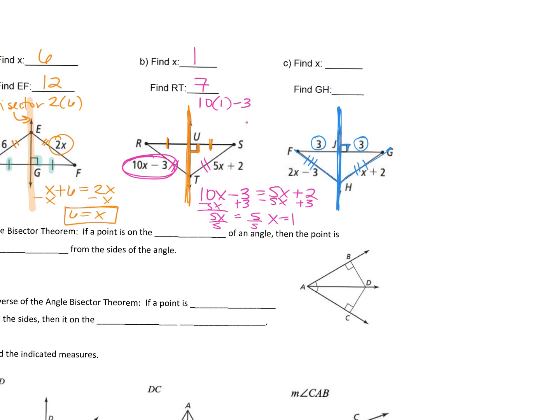How do you solve for x? Set them equal. You're going to say 2x minus 3 equals x plus 2. So take away the x and add the 3. So x is 5. And GH is what? 7. 5 plus 2 is 7.